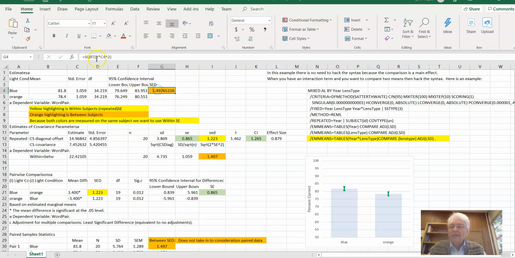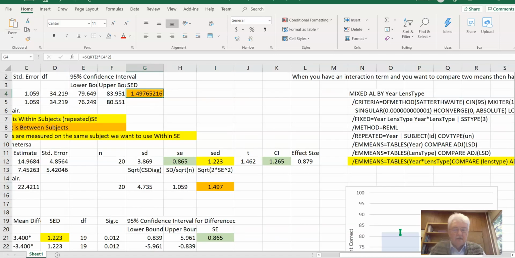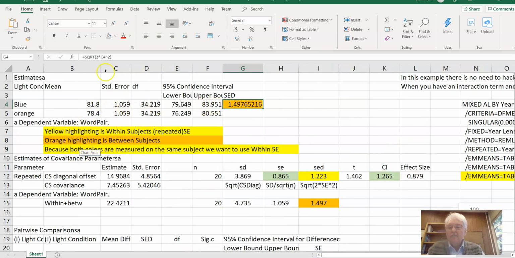And we calculate our standard error of the difference by taking the square root of 2 times C4. Notice the standard errors are the same because it's using a pooled standard error, not one for each of them. So 2 times C4, or 2 times 1.059, and that value squared, because it's the standard error of the difference. If you remember your t-test, the denominator is the square root of the standard error squared plus the standard error squared. So that's 2 times the standard error squared. And we get 1.49.